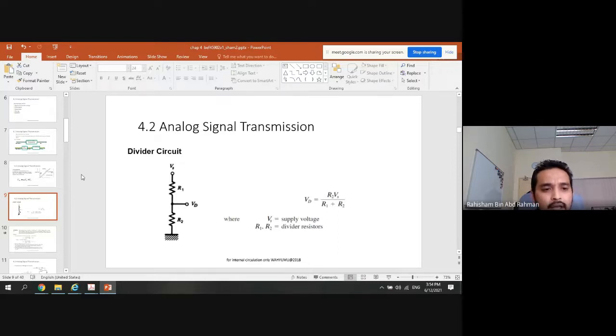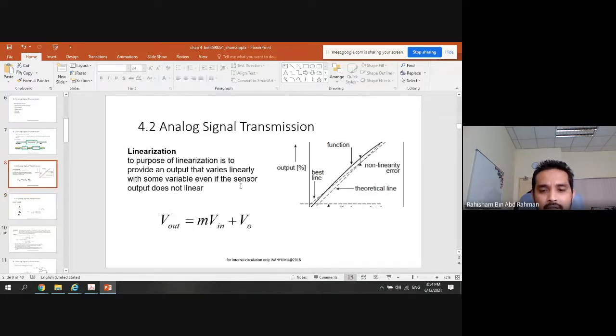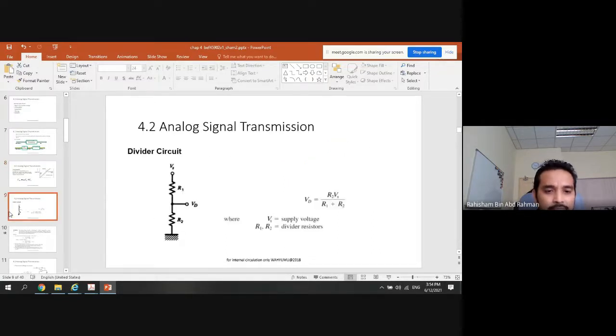Now we have this one. Take note of these very simple linear equations. And then we have a divider circuit. Why do we need a divider? As we are aware, the divider circuit is actually to convert very high voltage or high current to relatively low values. That's why we need R1 and R2, and then we have the divider.